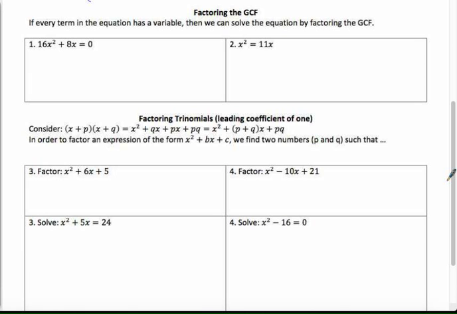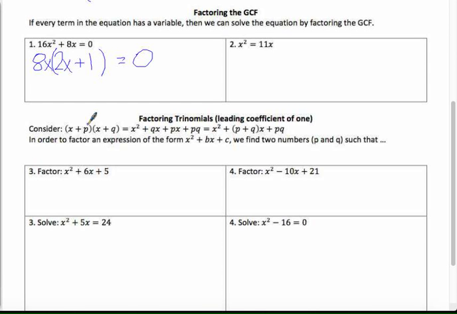Factoring the greatest common factor out. So if we have an expression here, notice when we factor, it's like we're undistributing, right? So here, with 16x squared plus 8x equals 0, both of these terms have an x in them. And in fact, they're both divisible by 8x. So if I factor out an 8x, I'm reverse distributing. What would I multiply 8x by to get 16x squared? It would be 2x. 8x times 2x would be 16x squared. And 8x times 1 would be 8x. And now I have it broken down into two factors.